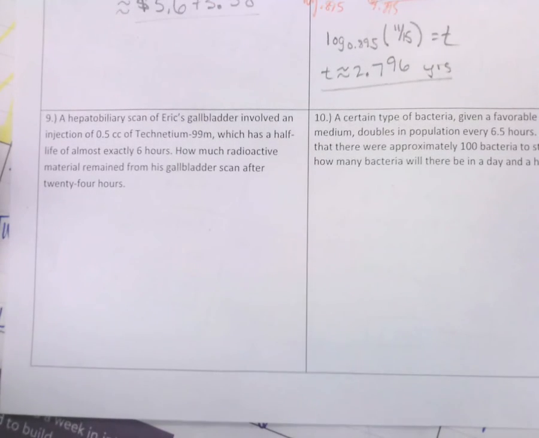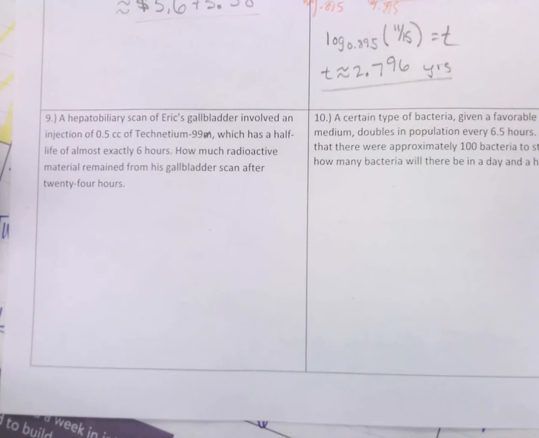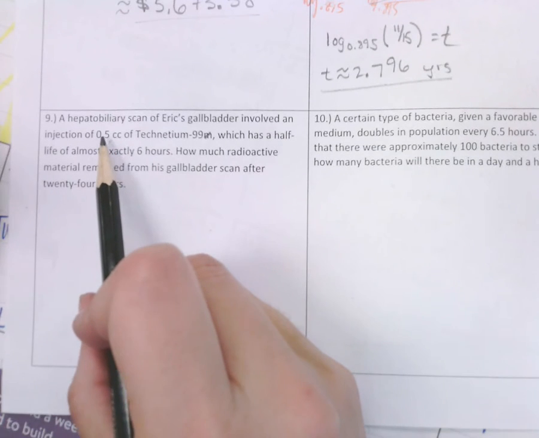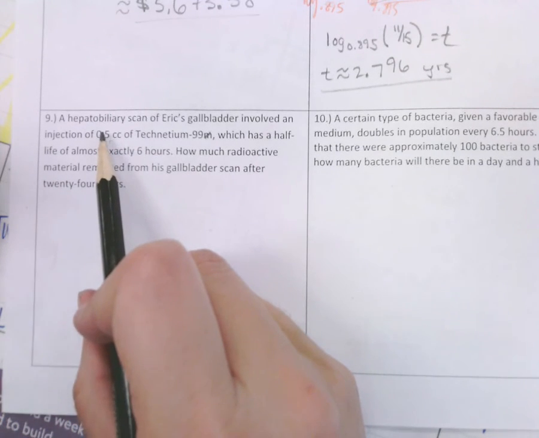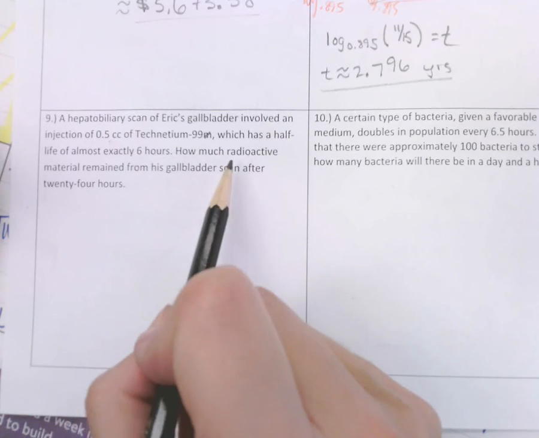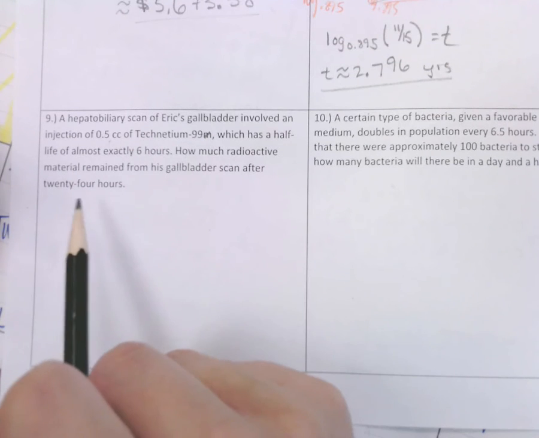A hepatobiliary scan of Eric's gallbladder involved an injection of half of a cubic centimeter of technetium-99, which has a half-life of exactly 6 hours. So they injected him with some medicine. How much radioactive material remained from his gallbladder scan after 24 hours?